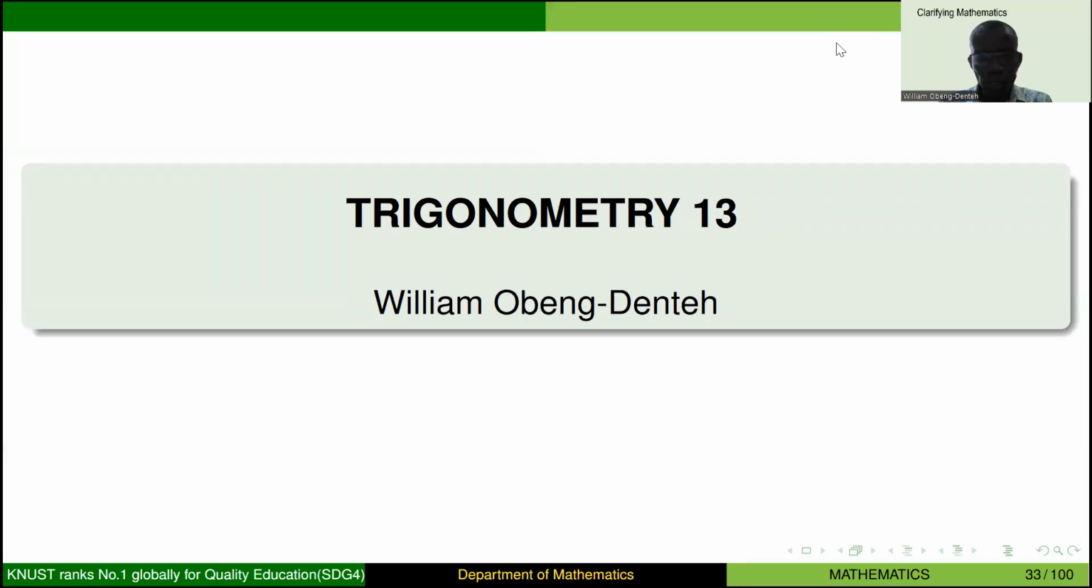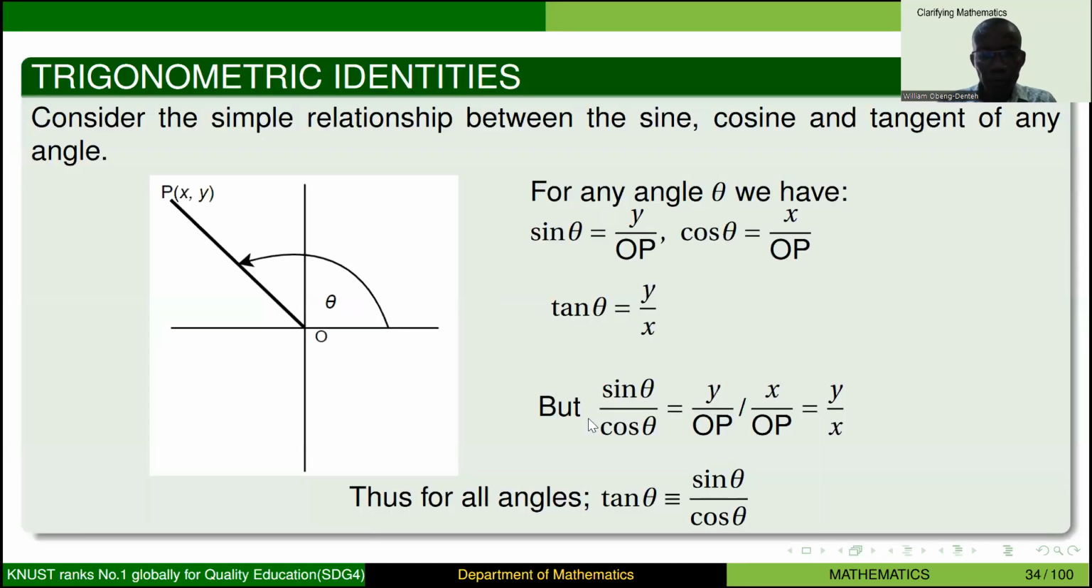Hello friends, we want to continue with our studies on trigonometry, and today we are moving on to trigonometry 13. So we will be acquainting ourselves with other things that are very important. So we want to look at the trigonometric identities. And so here what we are saying is that we want to look at the relationship that exists between sine, cosine, and then the tangent.